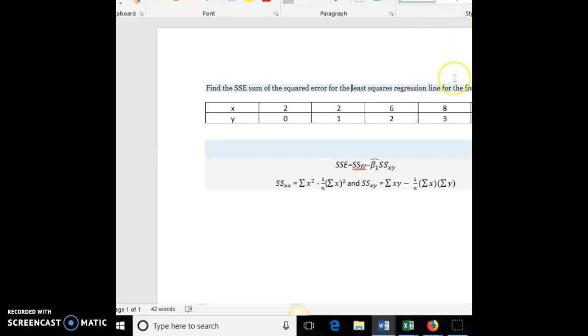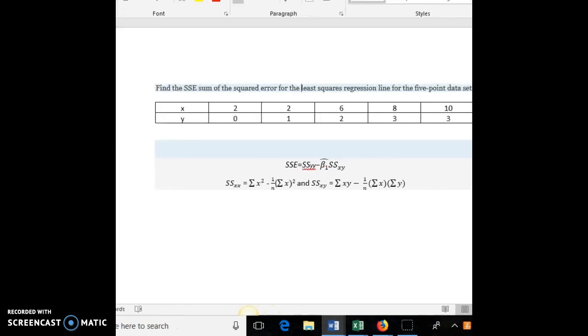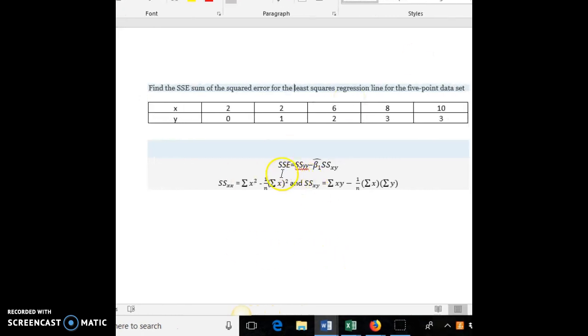All right, so we want to find the SSE, the sum of the squared error, for the least squares regression line for these 5 points of data that we had back in our very first example. So the SSE is equal to SSYY minus our slope times SSXY. I accidentally put SSXX here instead of SSYY as our formula, but the only difference is that this will be the sum of y squared minus the sum of y, that whole quantity squared. That's the only difference in the two formulas.